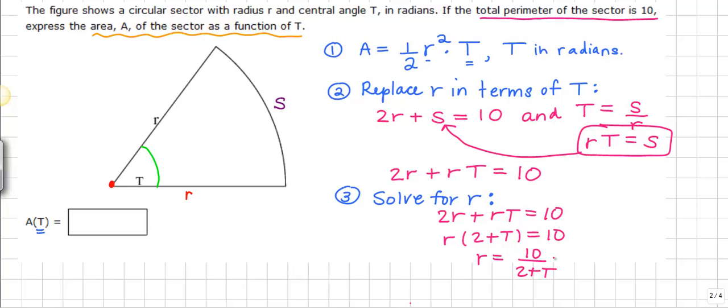Now r is in terms of t, and your step 4 is to go back now to your area formula and replace r in the formula in terms of t. And you're not required to simplify.